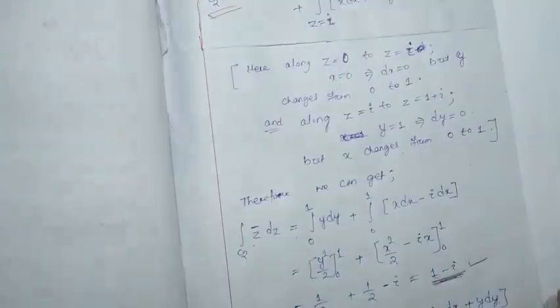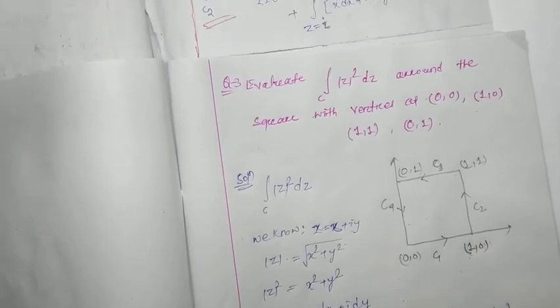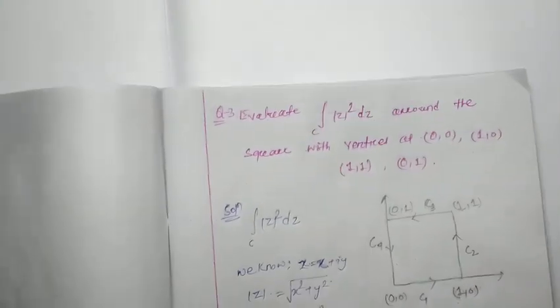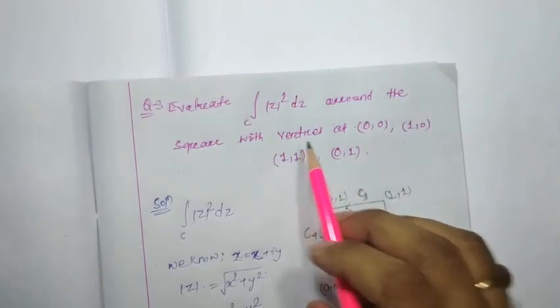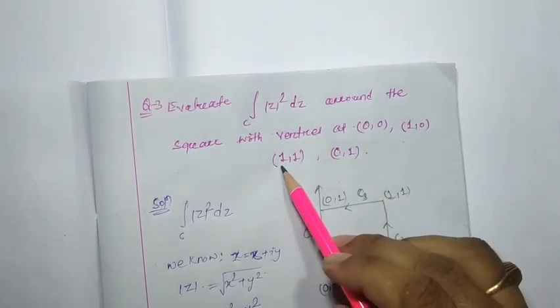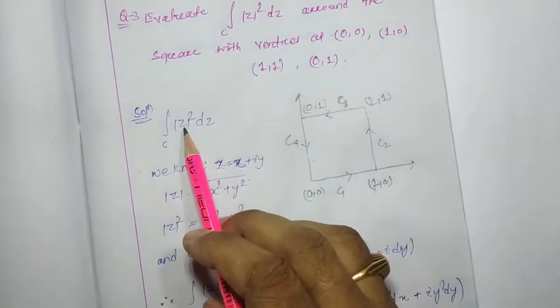Okay, now we have to go for another question, a very simple question. Evaluate the integral of z mod square around the square with vertices 0 0, 1 0, 1 1, 0 1. That means along this contour, what will be the value of this one.